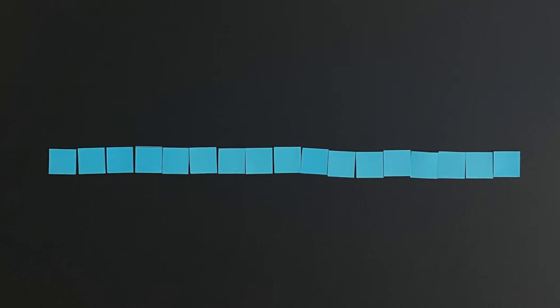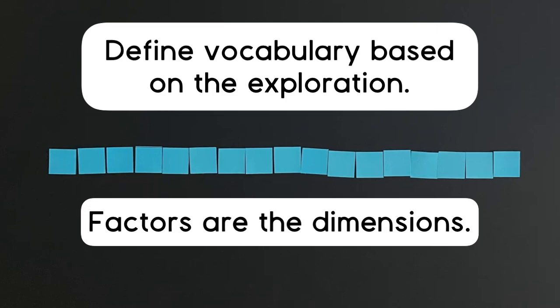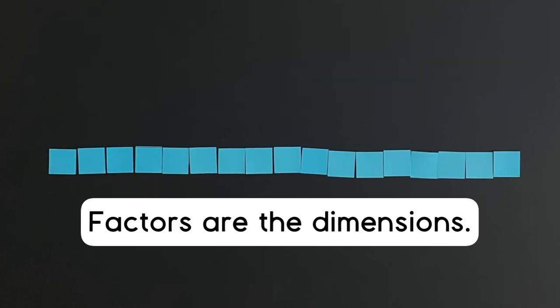And then after this exploration is a great time to really solidify vocabulary terms. We can talk about what a factor is. All those dimensions were factors. 12 has factors of 1, 2, 3, 4, 6, and 12 because those were dimensions that we found. That's going to make a lot more sense to students. We can also talk about prime and composite numbers based on this experiment.